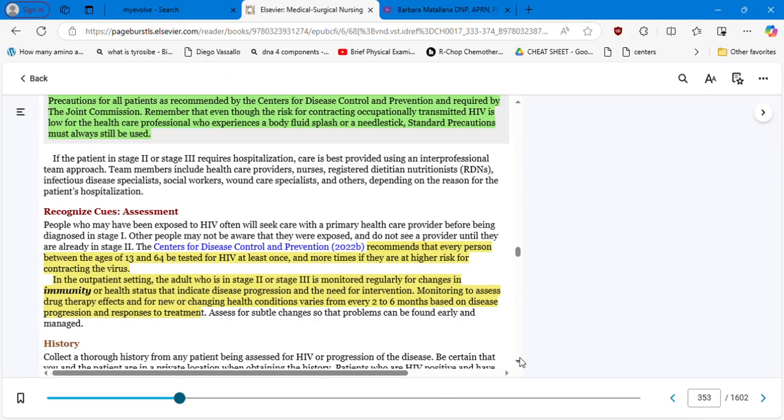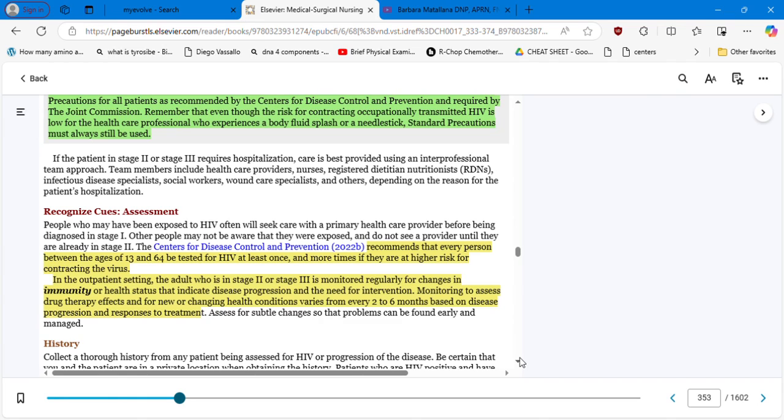Hello students. Welcome to chapter 17, part 5. We are talking about HIV, and this is the second part of the HIV condition, okay? Now we are going to get deep into the assessment part of HIV.